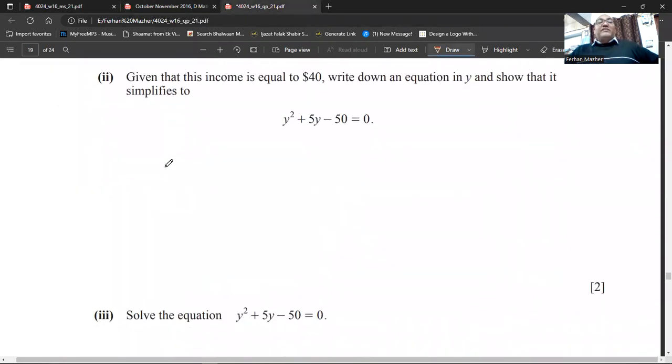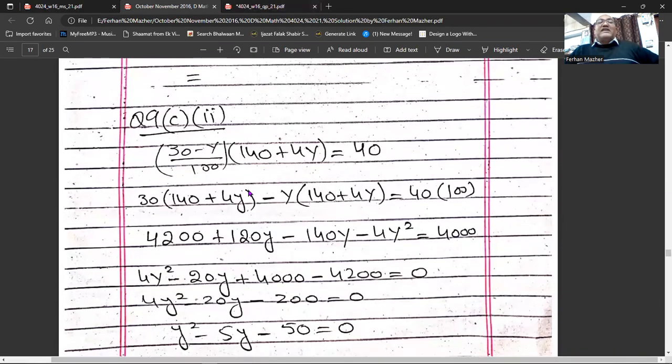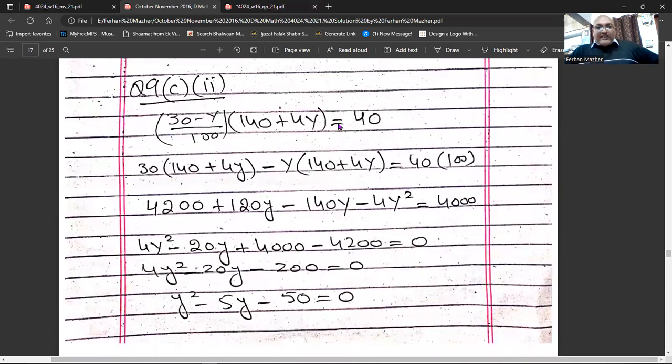Question number 9C second part. He says, given that the income is equal to $40, write down an equation in Y and show that it satisfies. Okay, so this income is basically $40. So this expression is equal to 40. So take this 100 to this side. So 30 multiplied by 140 plus 4Y, minus Y times 140 plus 4Y, equals 40 into 100. So this will be 4200 plus 120Y minus 140Y minus 4Y square equals 4000. So it will be 4Y square minus 20Y plus 4000 minus 4200 equals 0. So 4Y square minus 20Y minus 200 equals 0.